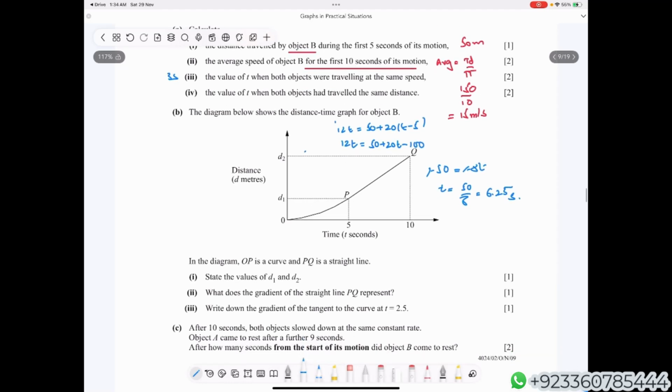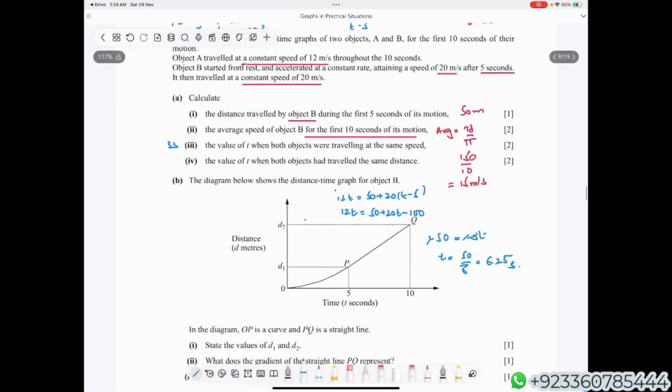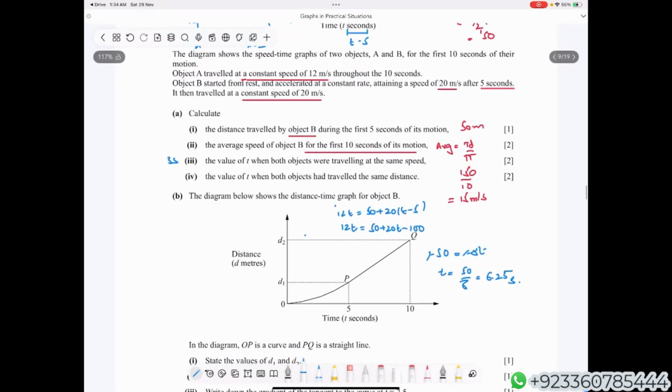Part B says the diagram shows the distance time graph for object B. In the diagram, OP is a curve and PQ is a straight line. State the values of D1 and D2. So, curve का मतलब है कि the speed is changing, and because it's a curve that is going up, this is a curve जिसका gradient increase हो रहा है.